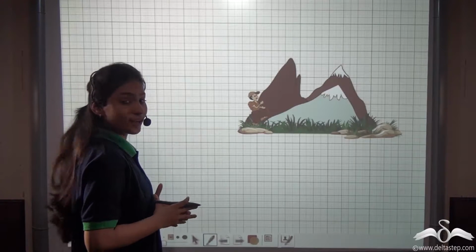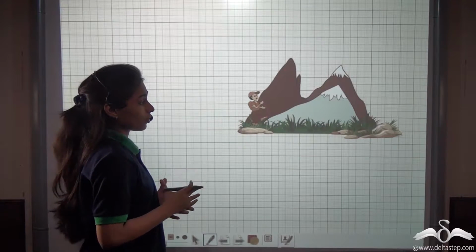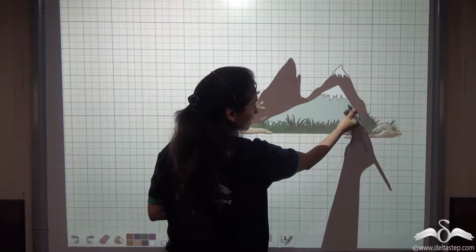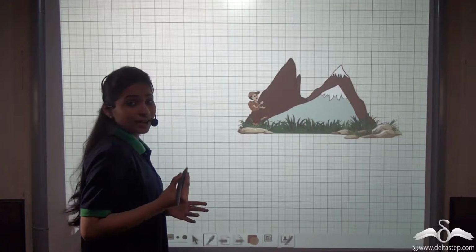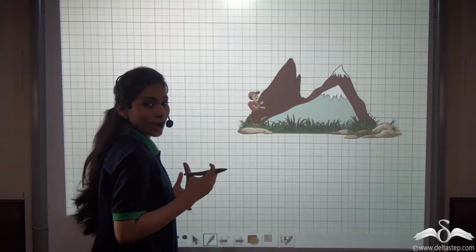This man is on a trekking trip and he wants to climb this blue mountain. Now he saw that he could climb the mountain from this side or from this side. For that he needs to know which side is less steep than the other side.